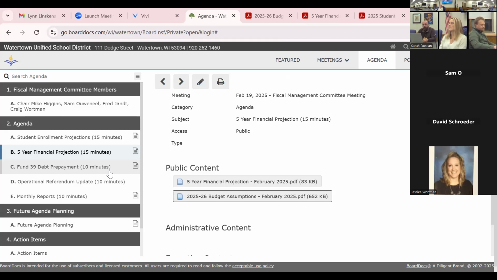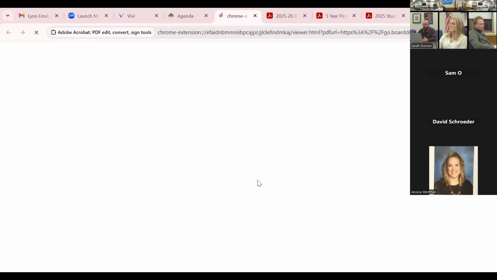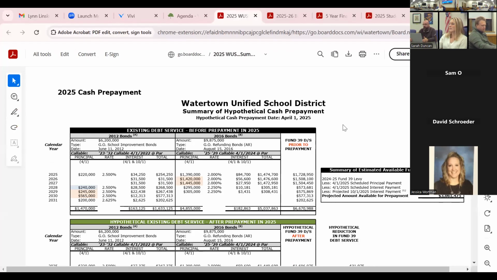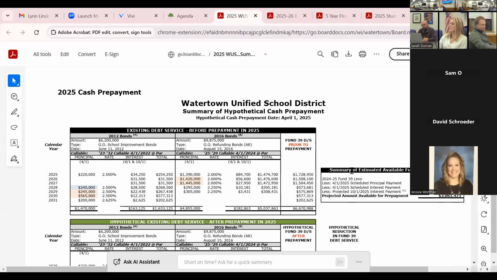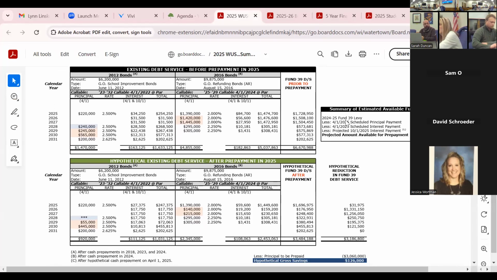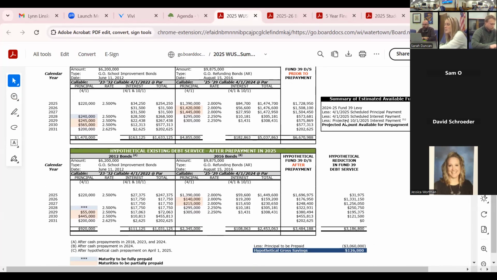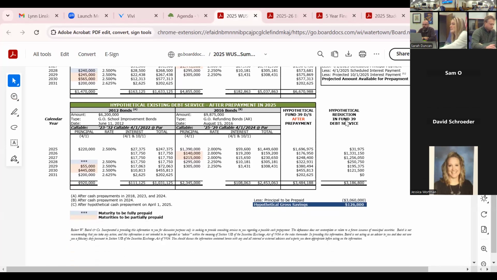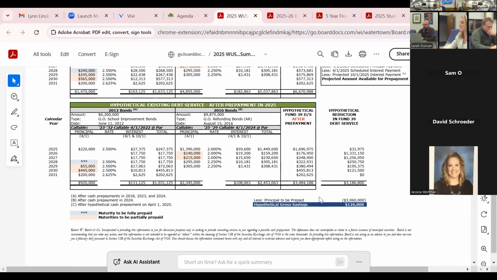All right, now we are going to talk about our debt prepayment summary. During the tax levy in November, so at the budget hearing in October, it was approved to levy some extra funds for Fund 39 so that we could prepay some debt. This attached document lays out how that prepayment would be applied to our current debt structure. It also shows the hypothetical gross savings of 126,800. That's savings in interest that the district would be paying on this debt.